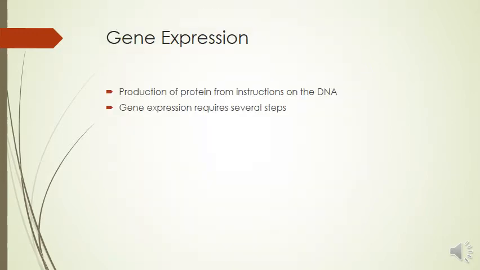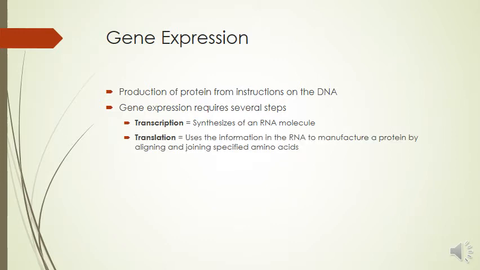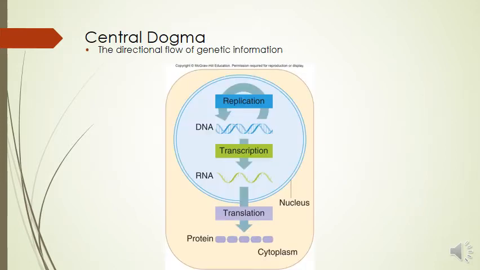If we look at the production of protein from the instructions that are contained on the DNA, this gene expression requires several steps. Transcription, the synthesis of an RNA molecule. Translation, where you use the information in the RNA to manufacture a protein by aligning and joining specified amino acids. And then folding of the protein into a specific three-dimensional form.